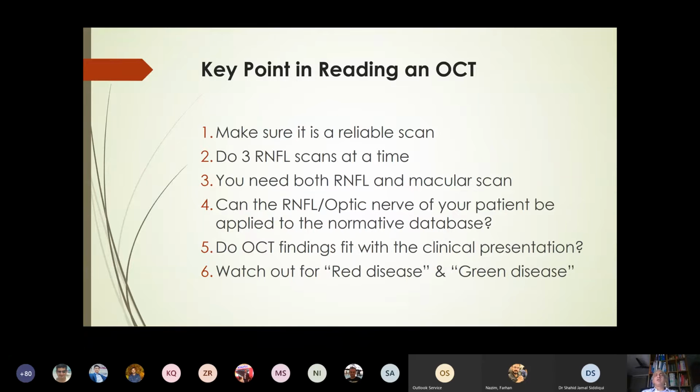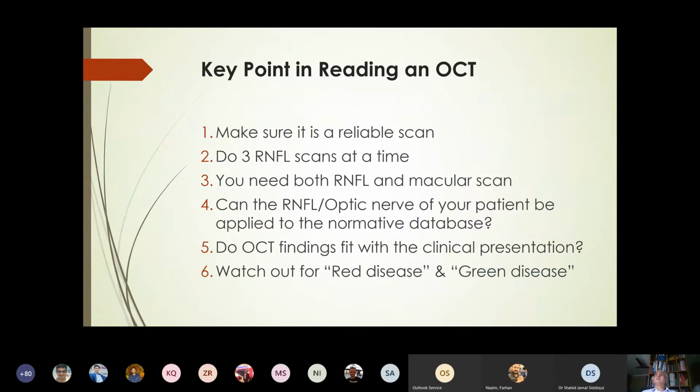So it is recommended to do 3 retinal scans at a time. The reason is because macular scans are much more predictive. The patient does not have to fixate eccentrically to get you into the right place, but for the glaucoma scan, sometimes the patient has got fixation problems. So that is why if you repeat the scan and get the best out of them, that is the best one. You need both RNFL and macular scan.